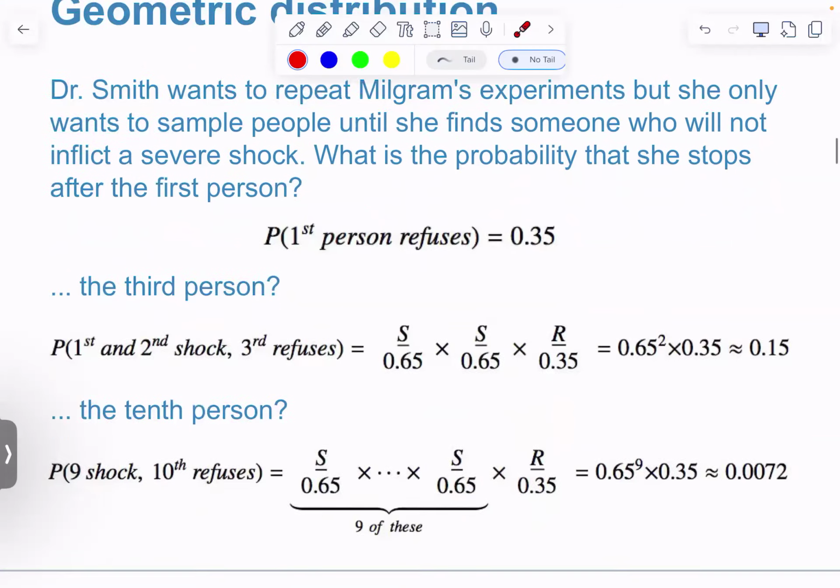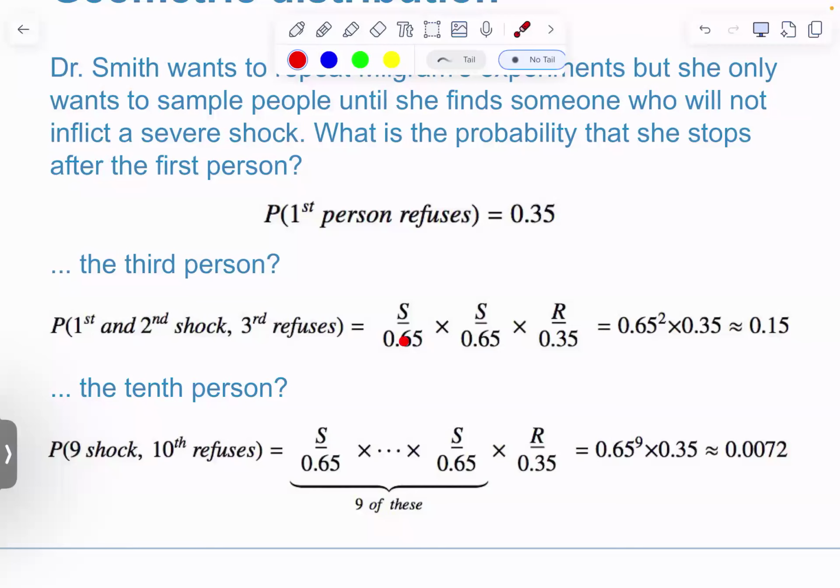That means the first person shocks with a probability of 0.65, the second person shocks with a probability of 0.65, and then the third person is going to fail to administer the shock. No, we're calling that a success, sorry. Not doing the shock, refusing, 0.35. So the probability is 0.65 times 0.65 times 0.35, which is roughly 0.1.